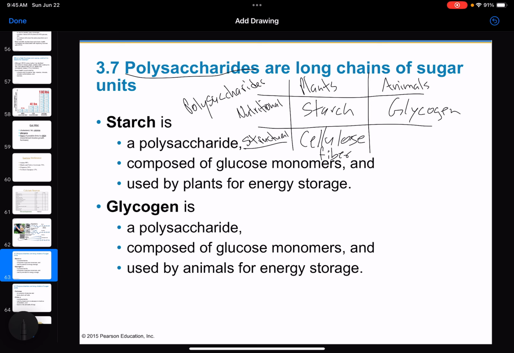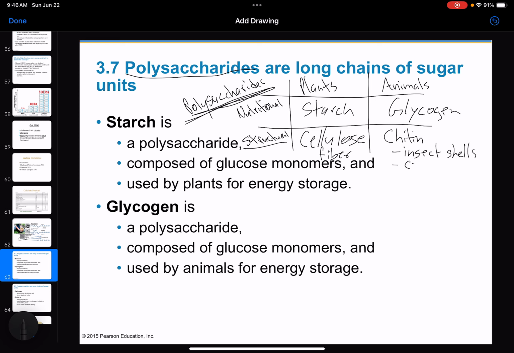Do the animals have their version of cellulose? Yes, we do. It's called chitin. And chitin is found in interesting places like insect shells. Interestingly, insect shells are made out of sugars, but you'll get zero nutrition out of it. This is why we don't eat them.